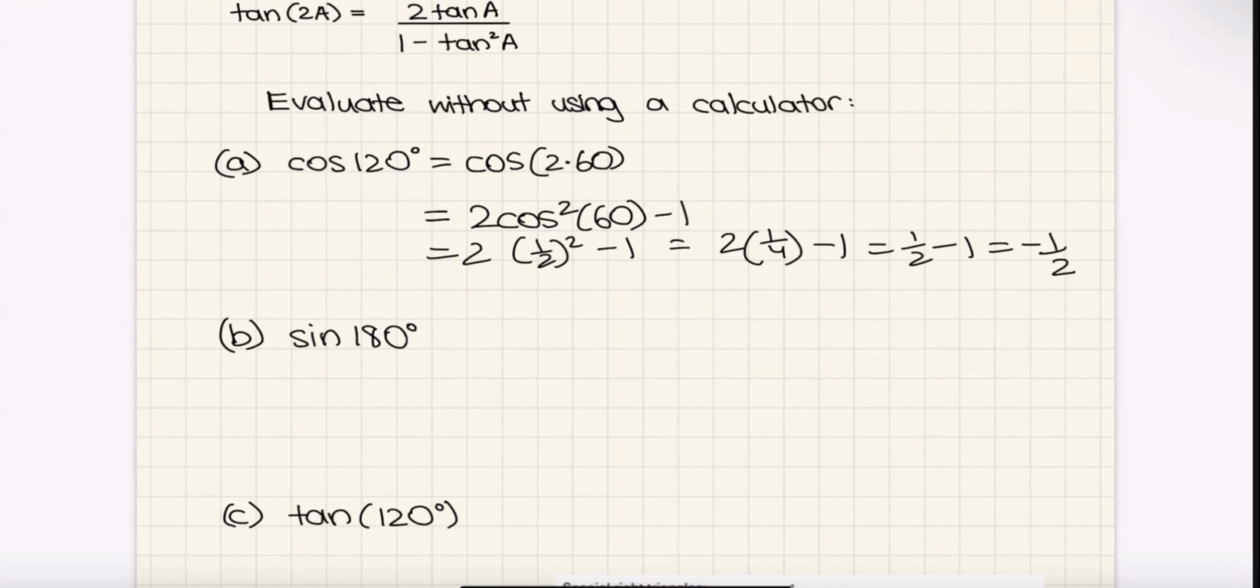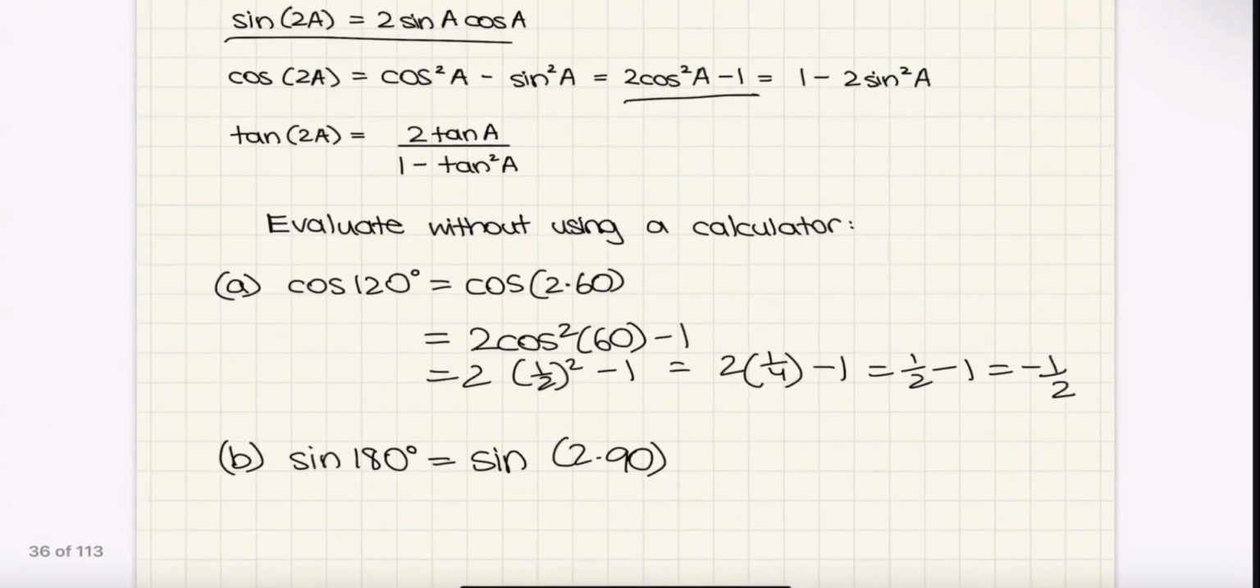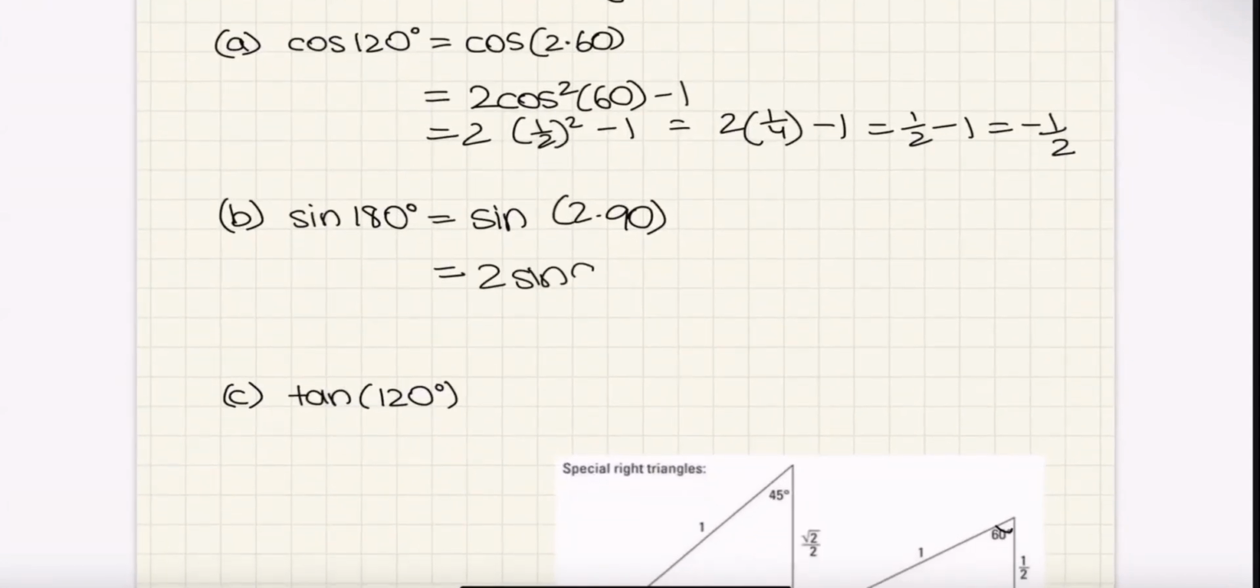Okay, next one is sine of 180. So this is equal to sine of 2 times 90. So then if we plug that into the first equation up here, the sine double angle formula, we get that this is equal to 2 sine A cos A. So that's 2 sine 90 cos 90.